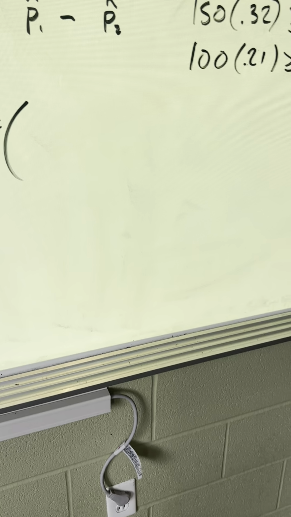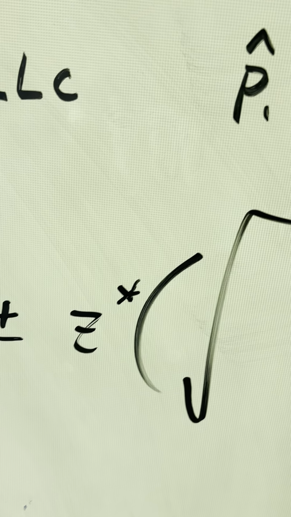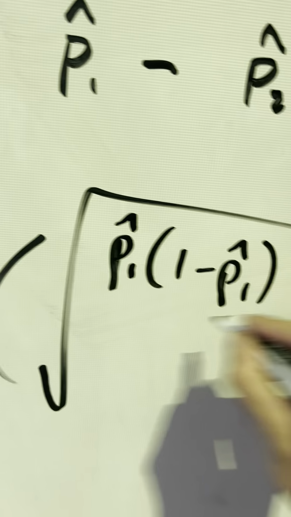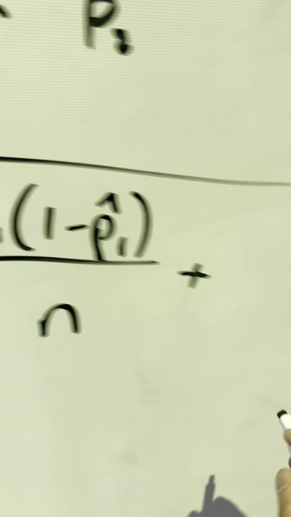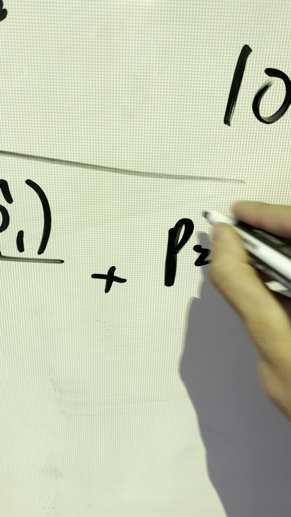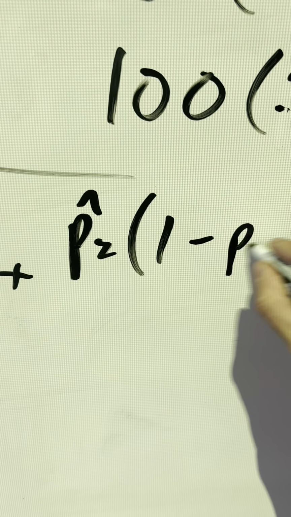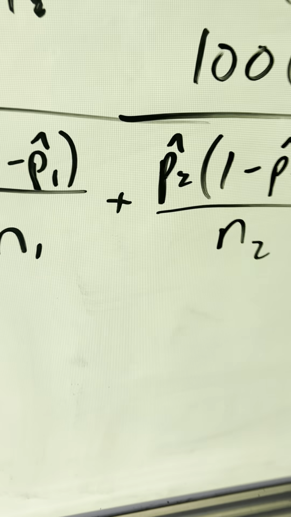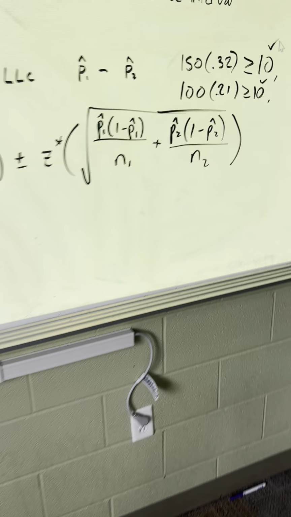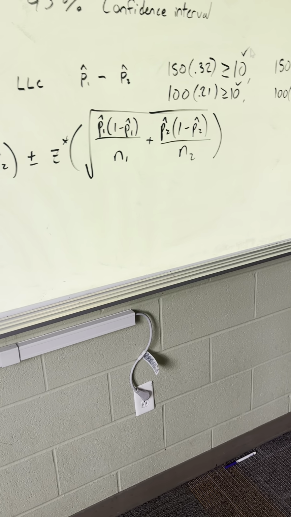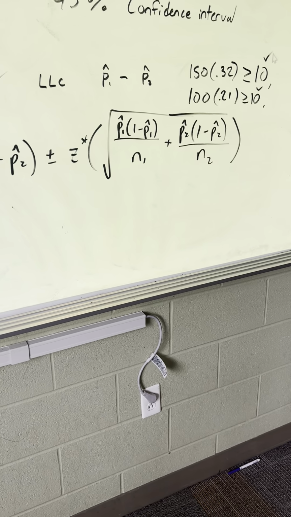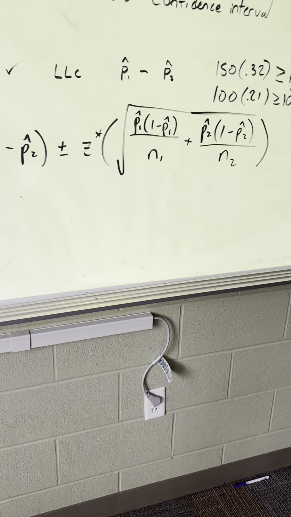and then times our standard error. Our standard error is going to be the square root of P1 hat times 1 minus P1 hat over n1, and then we're going to be adding our P2 hat times 1 minus P2 hat over n2. And we'll close that parentheses. So that's our general equation for that.